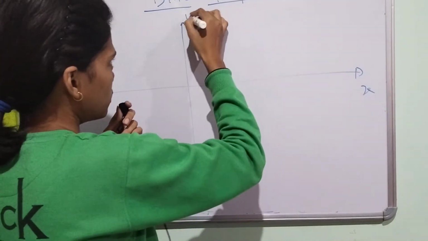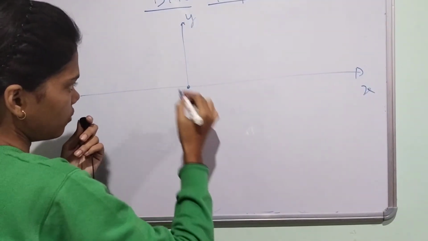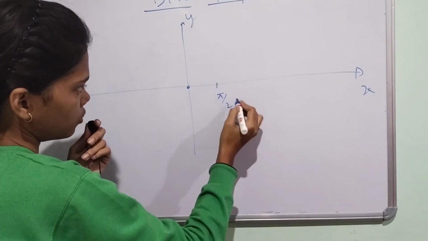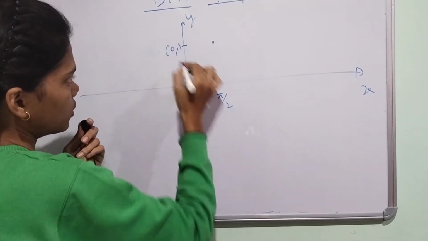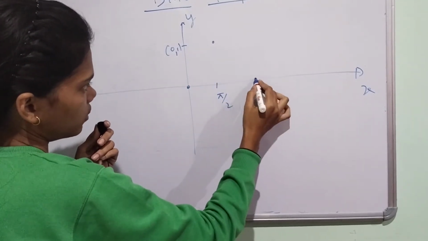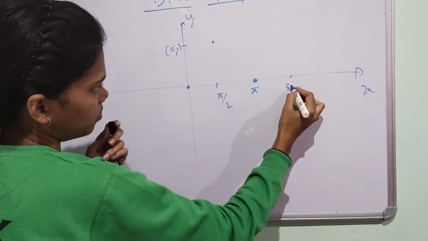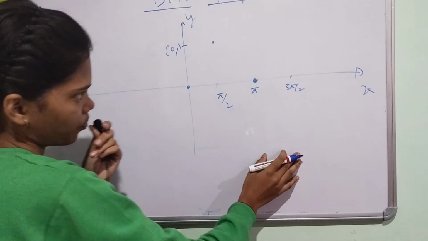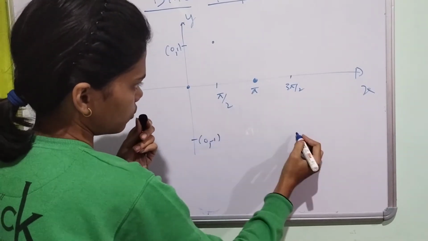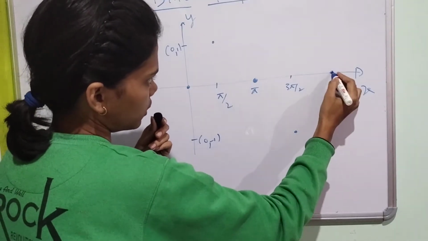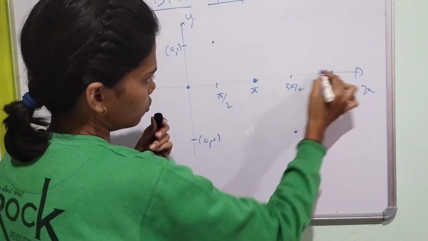This is x, this is y. At 0 we are having 0. Suppose this is pi by 2. At pi by 2 we are having value 1. Suppose this is 0 comma 1. At pi we are having the value 0. At 3 pi by 2 we are having the value minus 1. Then again at 2 pi we are having 0.